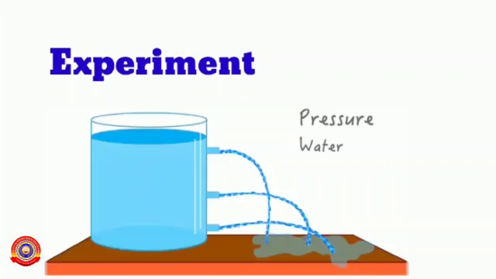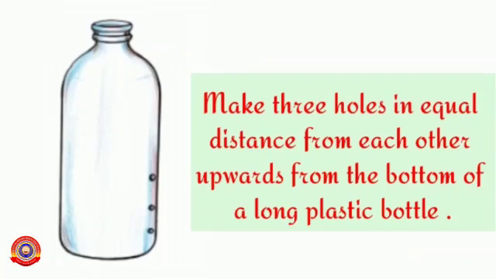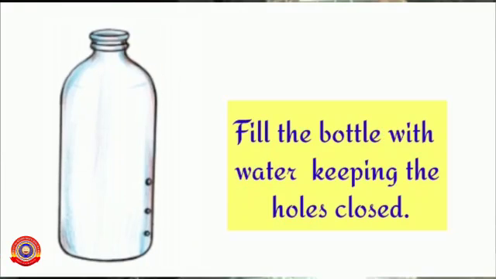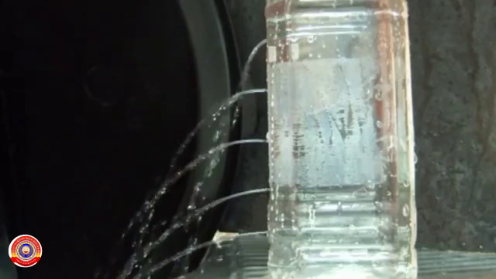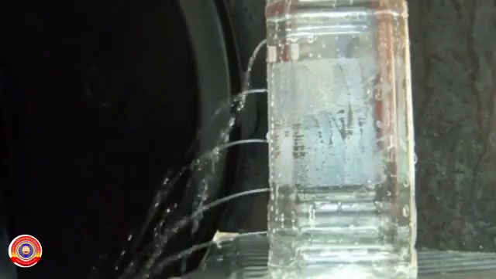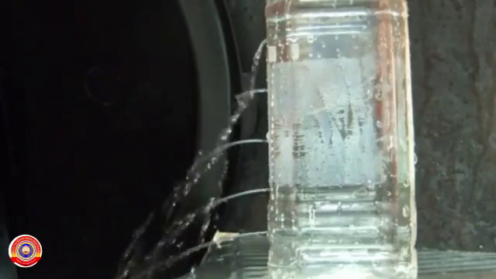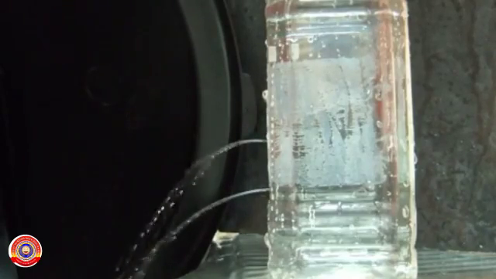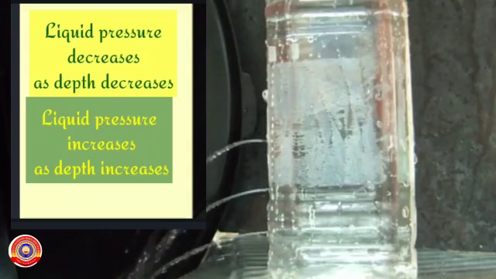Another activity. Make 3 holes at equal distance from each other upwards from the bottom of a long plastic bottle. Fill the bottle with water, keeping the holes closed. Observe the flow of water coming out. The speed of water flow decreases as the water level in the bottle decreases. Thus we can say liquid pressure increases as depth increases.